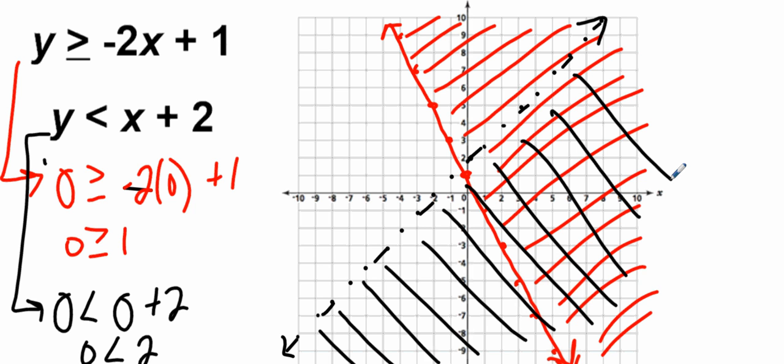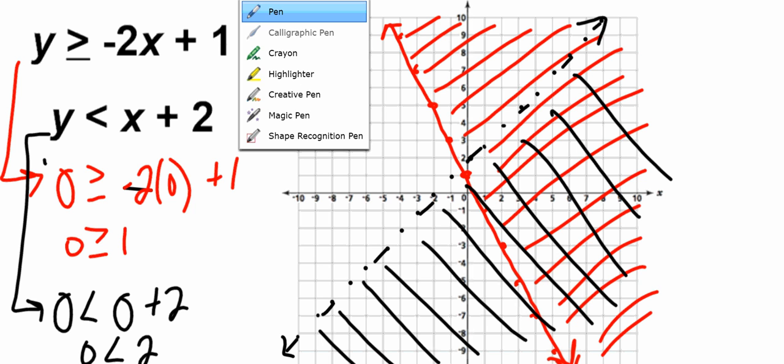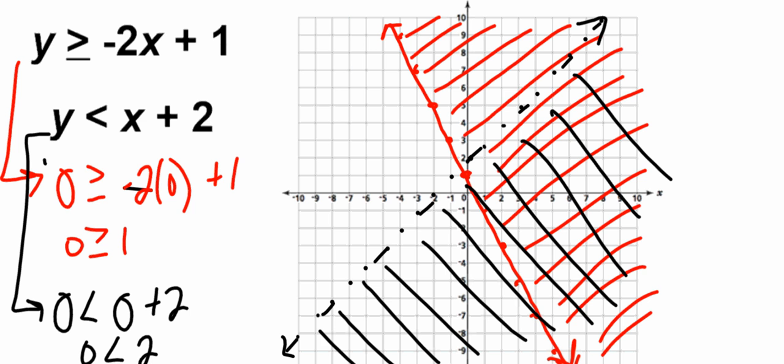And the double shaded area, again, I will highlight that to make it easier to see, is the solution to the inequalities.